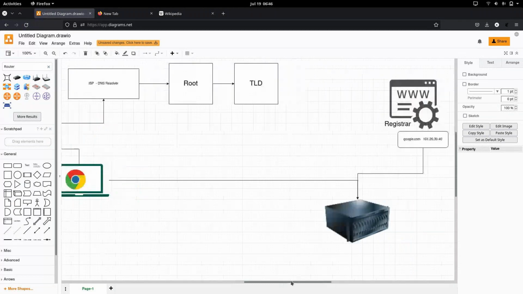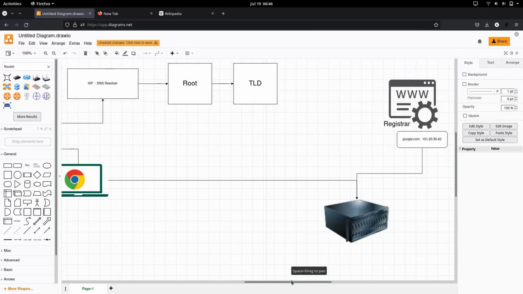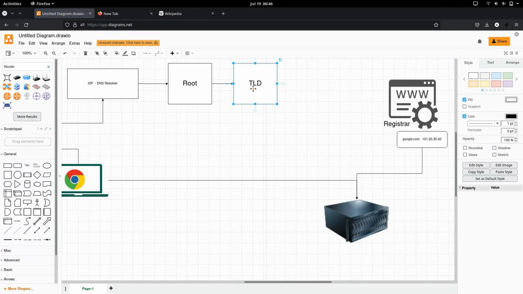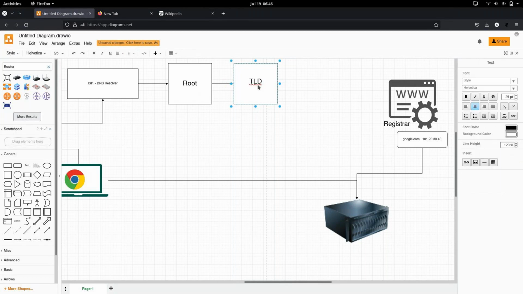Okay, so yeah, let's suppose no one has ever accessed that website, so it will go to the top level domain. So let's say there are multiple top level domains, right? If you're talking about google.com, it will go to .com servers, .com top level domain servers.